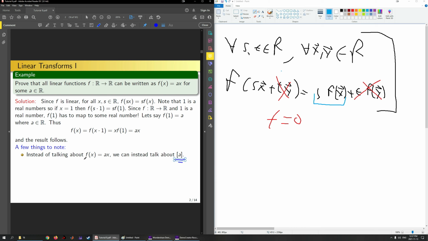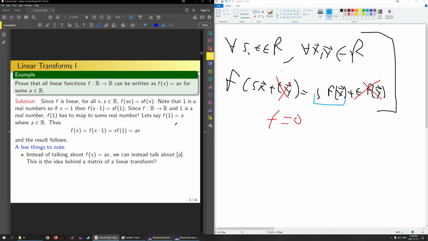So here the name of the function doesn't really substantially change anything mathematically, and the name of the variable doesn't really change anything, right? I could call it X, I could call it Y, I could call it Z, Bob, whatever I want. So the only thing that really is distinct here is A. So this is the idea behind a matrix of a linear transform.